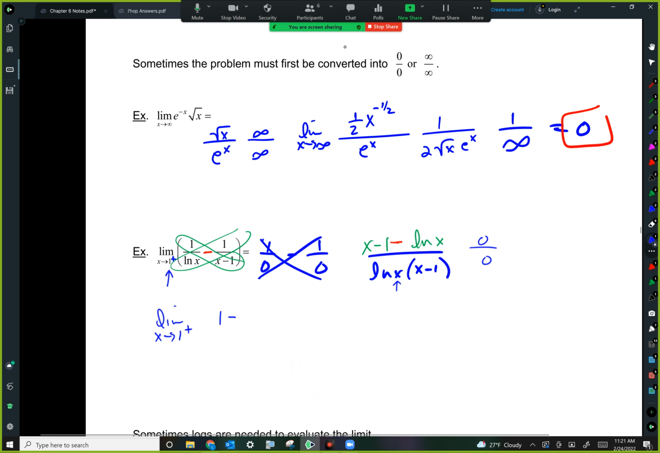When you're at home on a snow day, do you still remember the derivative of natural log of x? 1 over x. Yay! 1 over x.